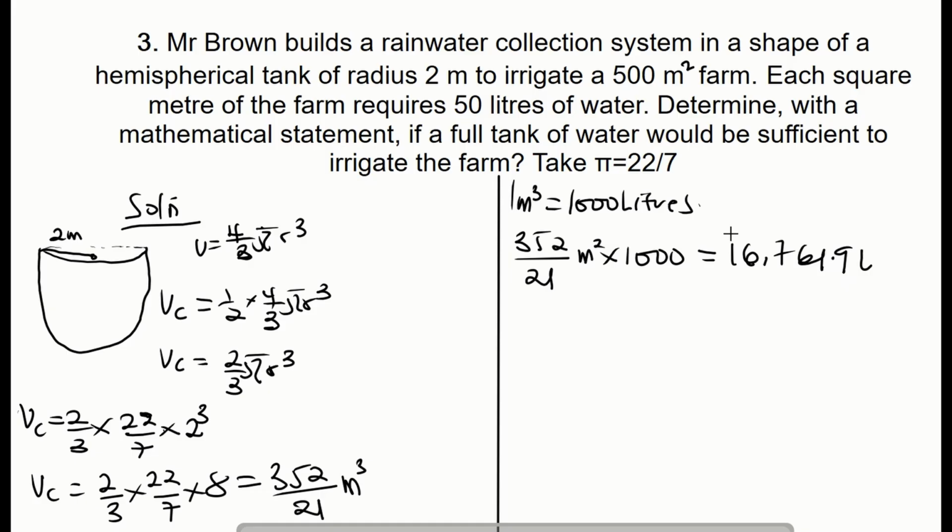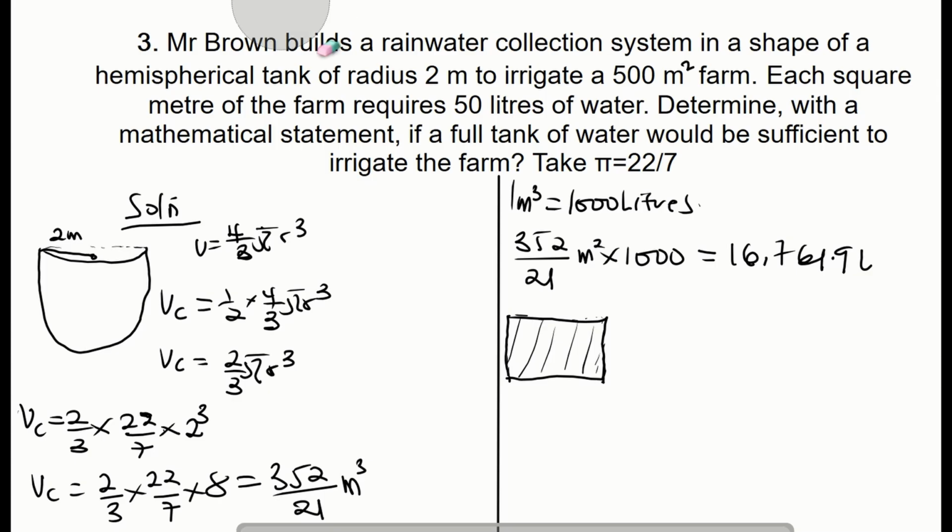Okay, now we have been told that each square meter of the farm requires 50 liters of water. So in a shape of a hemispherical tank of radius 2 meters to irrigate what? 500 meter square farm. So the area of the farm is what? If that is a 500 meter square farm, we can identify that maybe this is a farm that is actually in a square form. Okay, so this is just my square, but the area of this is what?